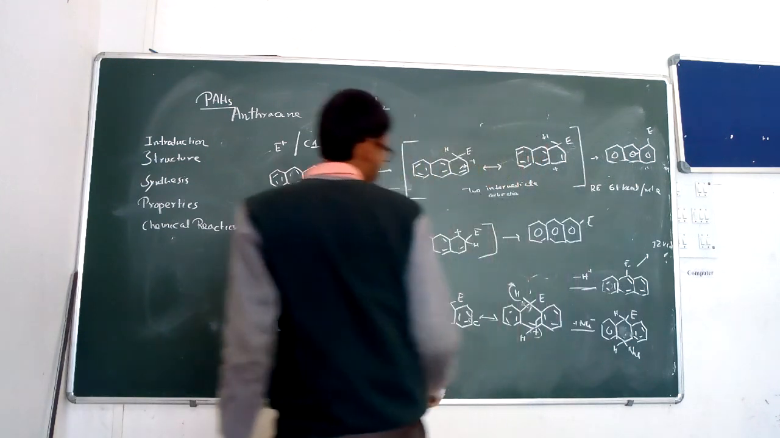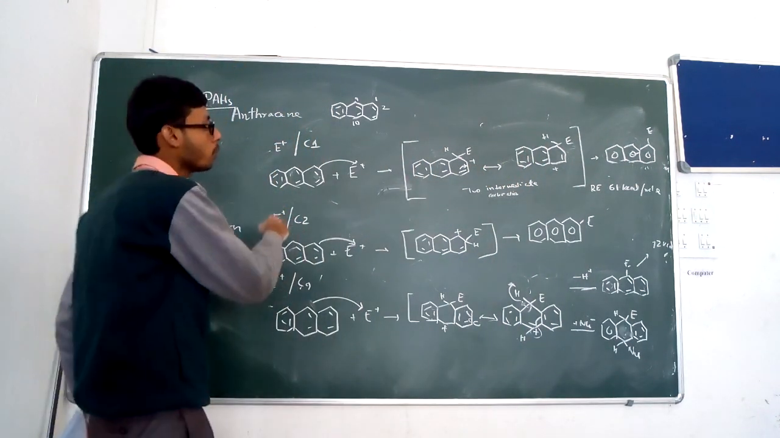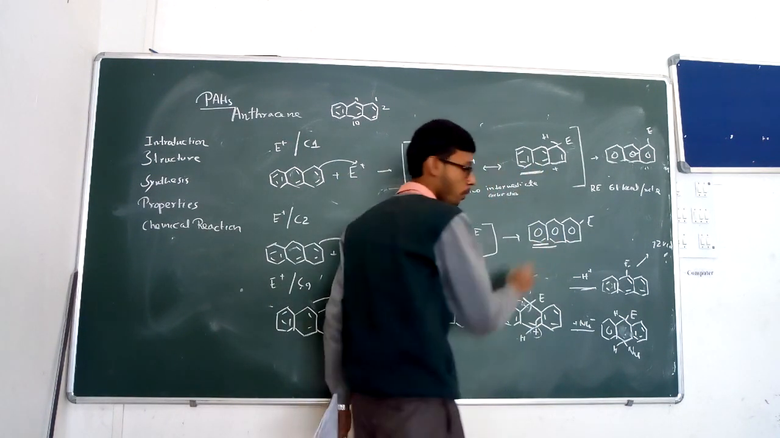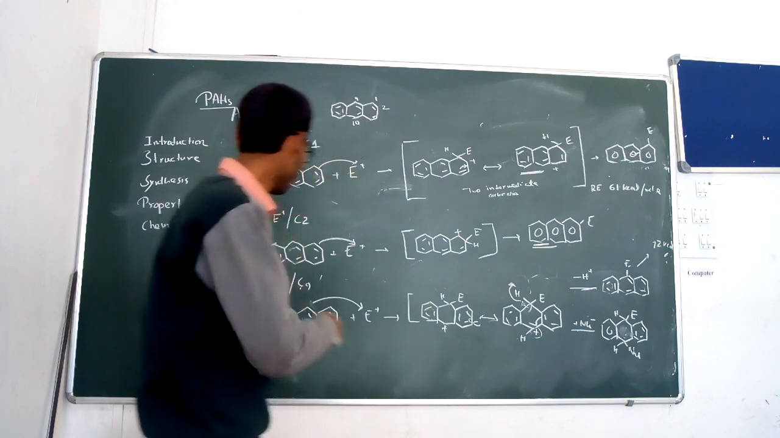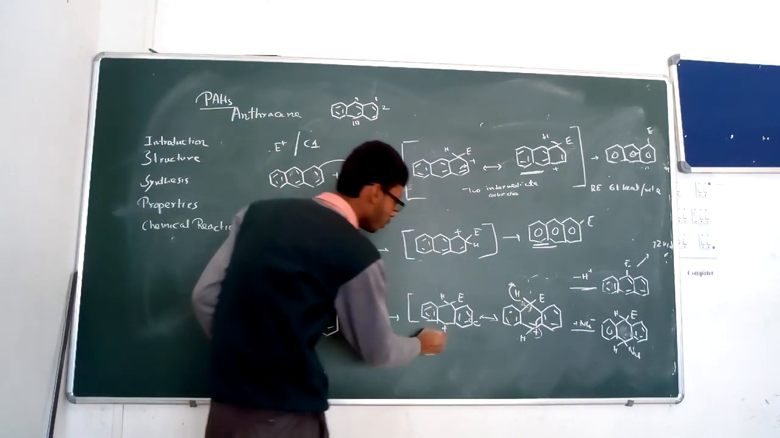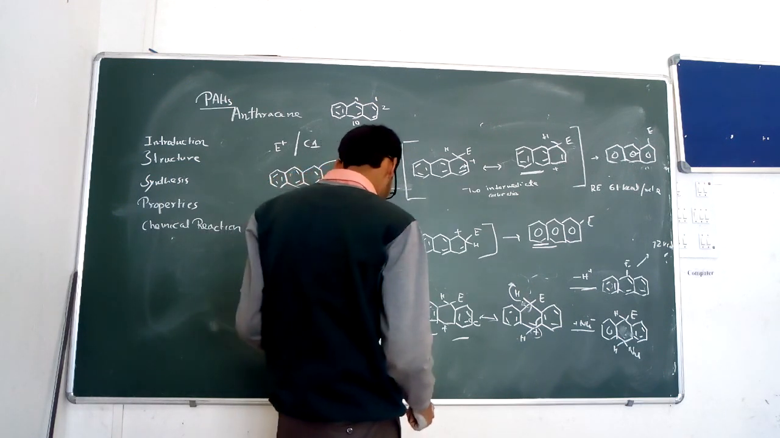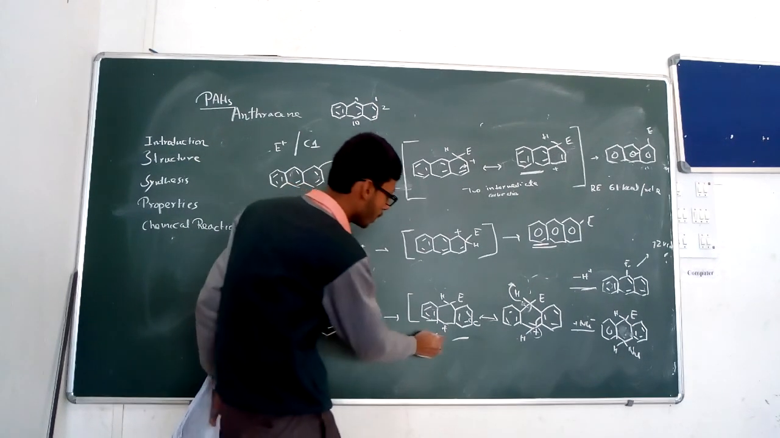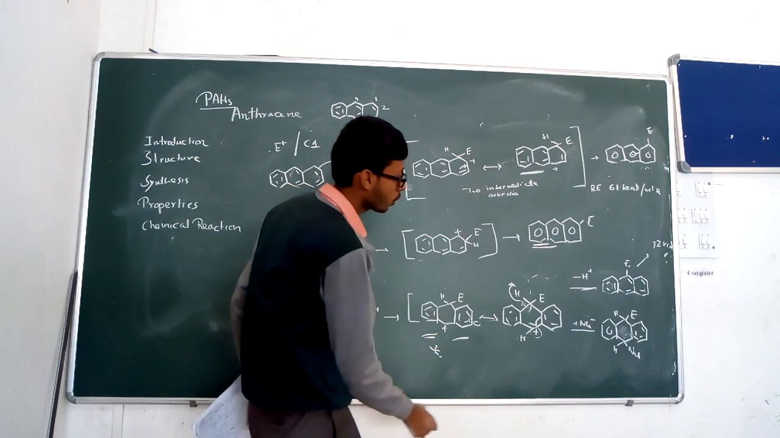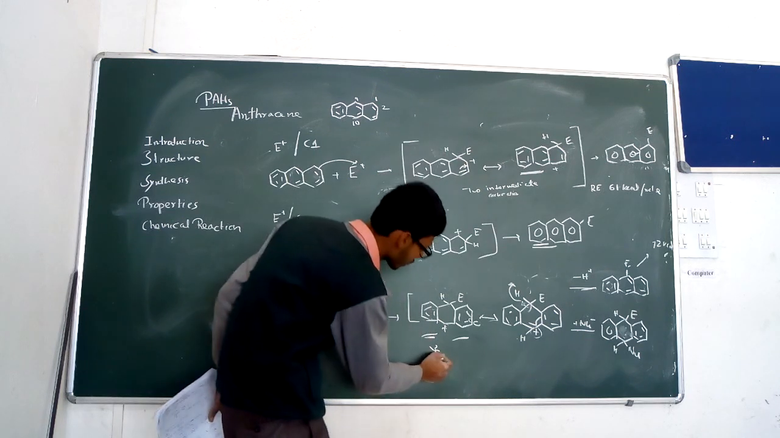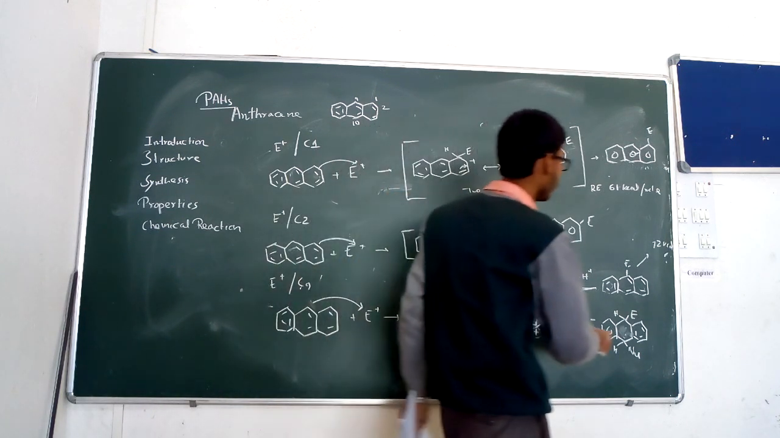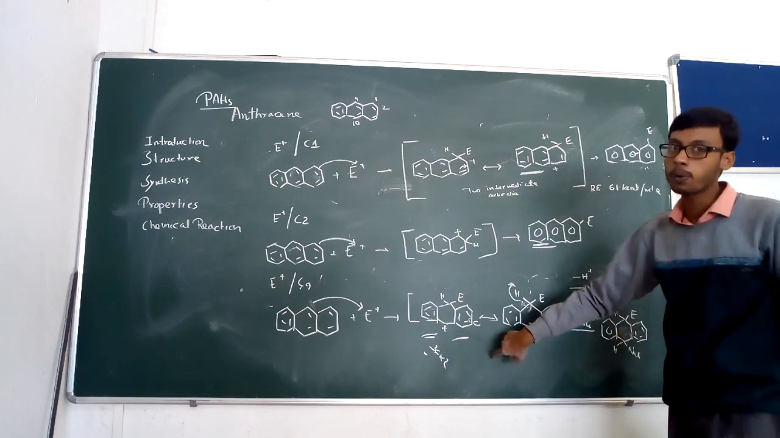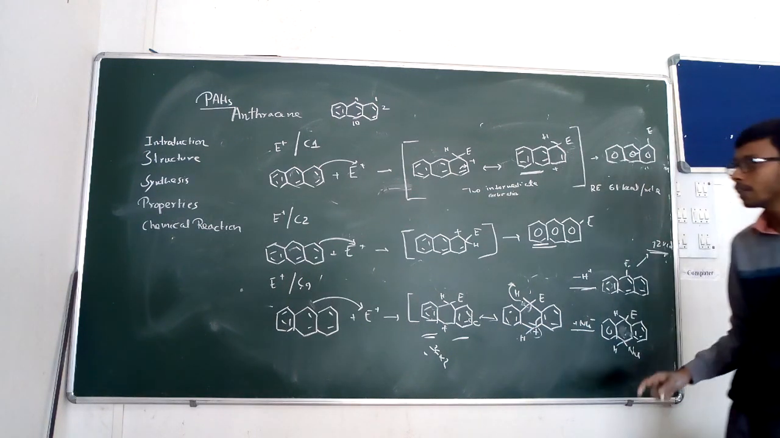And why is there a difference? The difference is that when C1 and C2 attack occurs, there is the formation of a naphthalene molecule. But in the case of C9 attack, two individual benzene rings are retained. So 36 into 2 is 72 kilocalories per mole. Here the resonance energy is higher, so the carbocation is more stable.